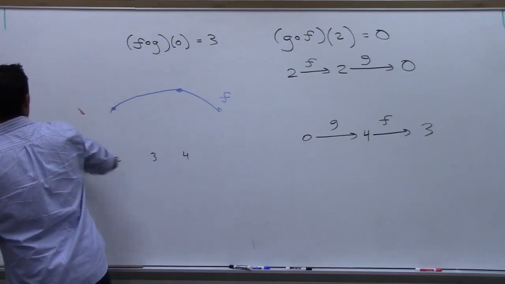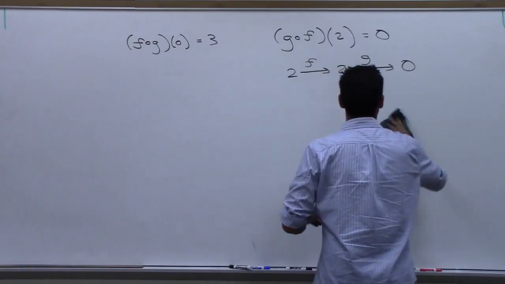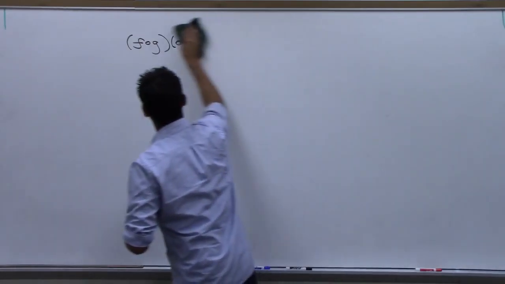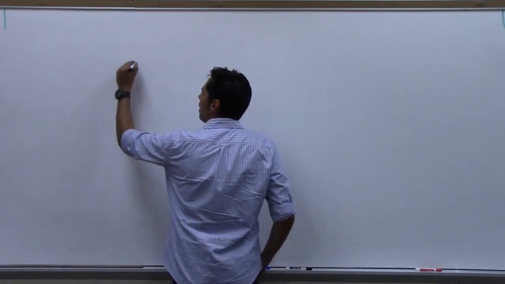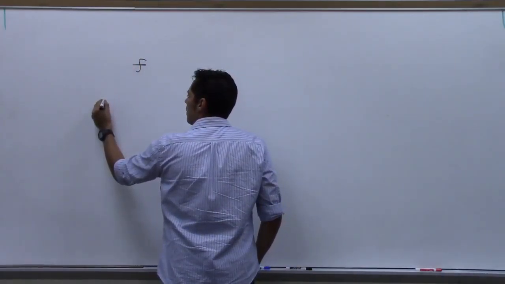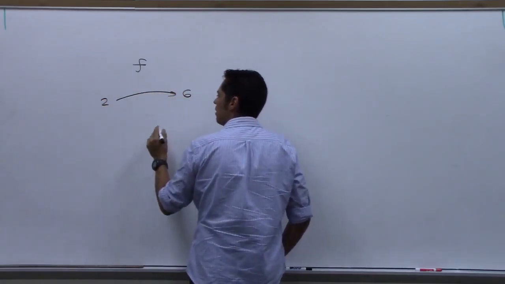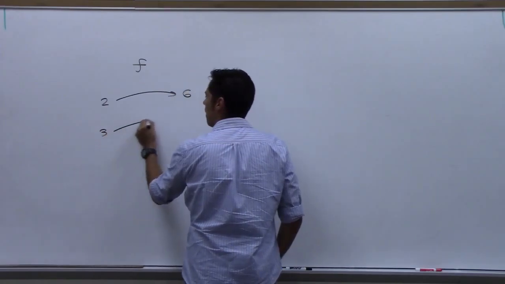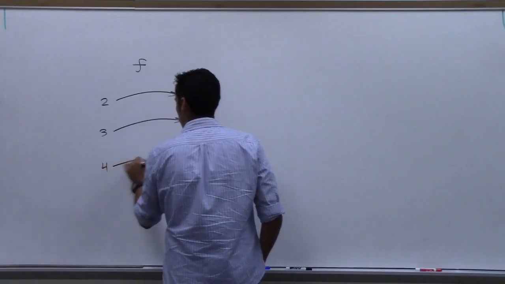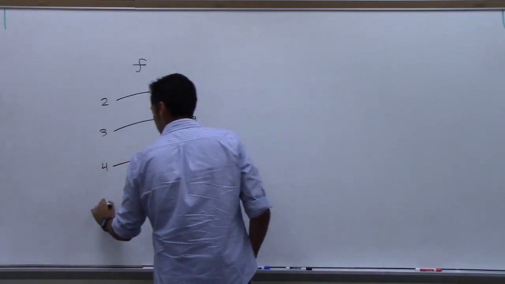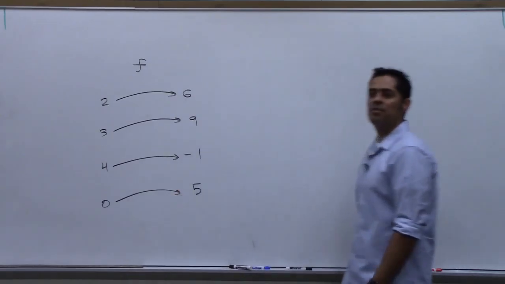I promise I won't keep you more than another 3 minutes, but let me get you to think about something. What if I had a function f that took 2 over to 6, 3 over to 9, 4 over to -1, and 0 over to 5? Let's just say that's what happens with f.